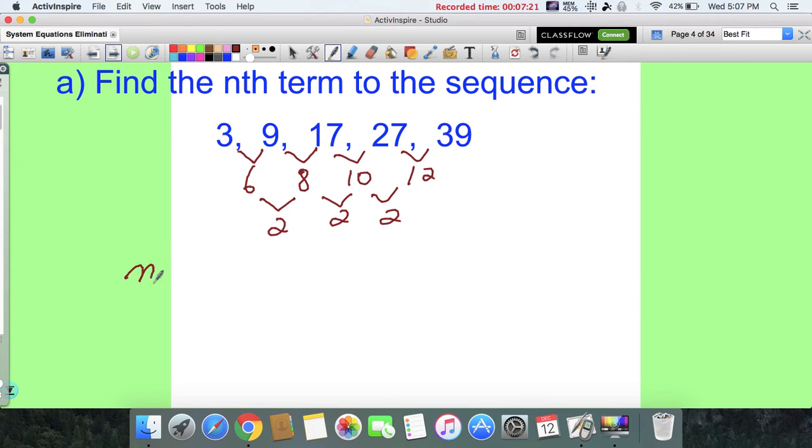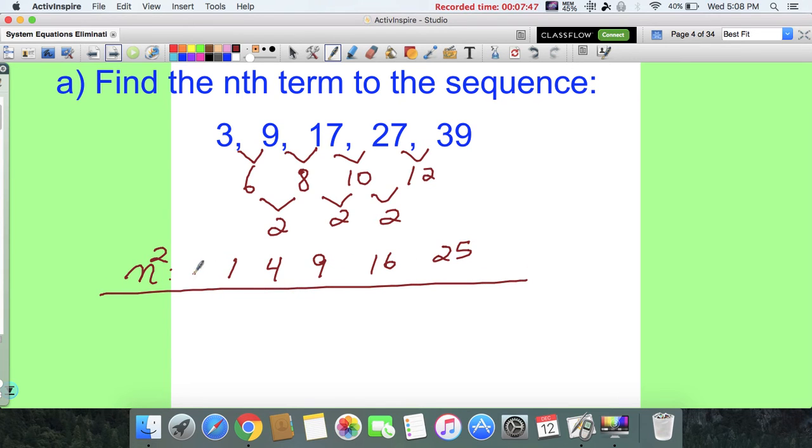Now, I know it's a quadratic sequence, so it's going to be an n squared sequence. And it's going to be a 1n squared sequence, right? Because if I have 2, half of 2 is 1, so I put 1 there. But let's write out what an n squared sequence would be. 1 squared is 1, 4, 9, 16, 25, right? 1 squared, 2 squared, 3 squared, 4 squared, 5 squared. So now, what we have to do is remove this quadratic sequence from this and see what we have left over. So 3 minus 1 is 2, 9 minus 4 is 5, 17 minus 8 is 8, 27 minus 16 is 11, 39 minus 25 is 14.